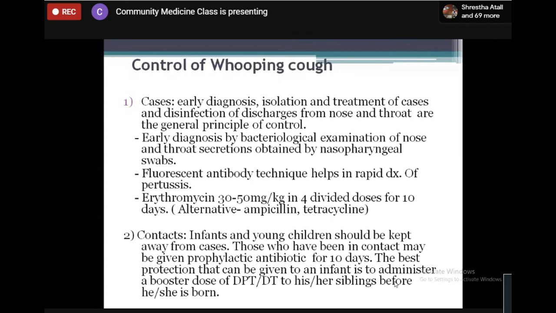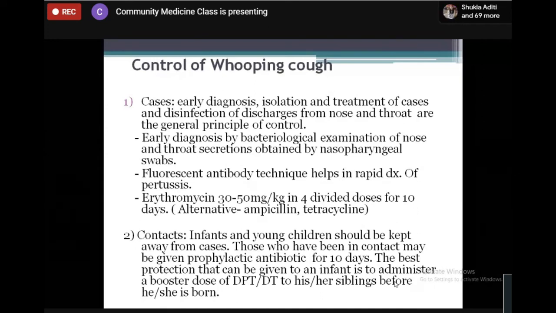Now, what about the contacts? If a child is suffering from pertussis, all the family members and siblings are the contacts. If there are other infants and young children in the house, they should be kept away from the cases. Those who have been in contact may be given prophylaxis.